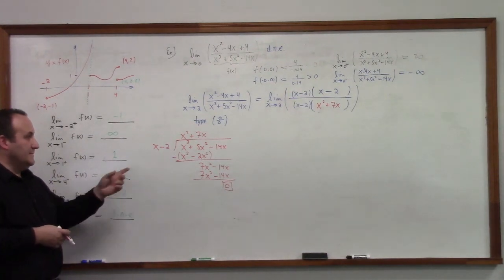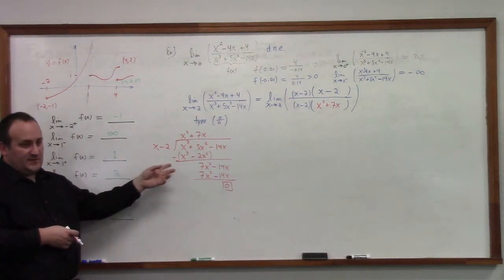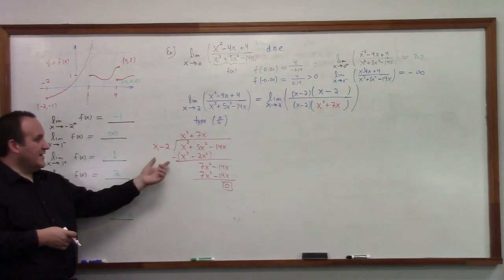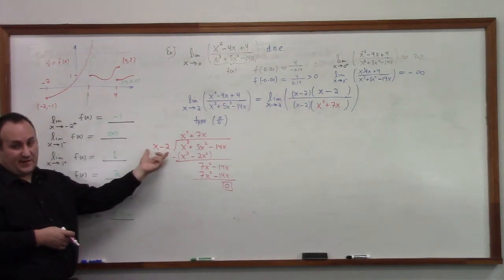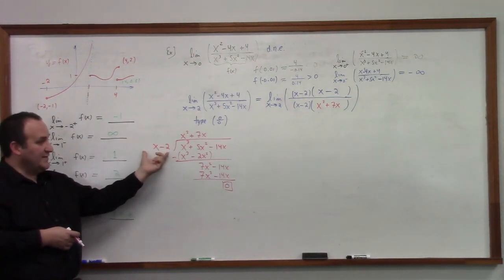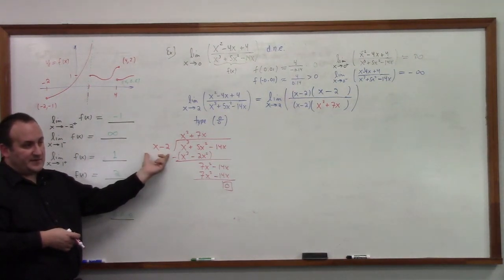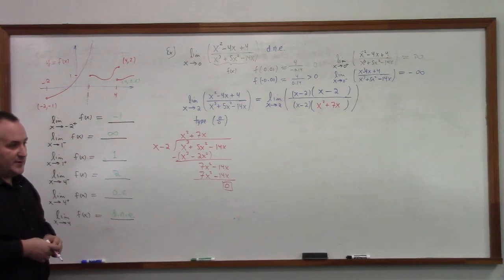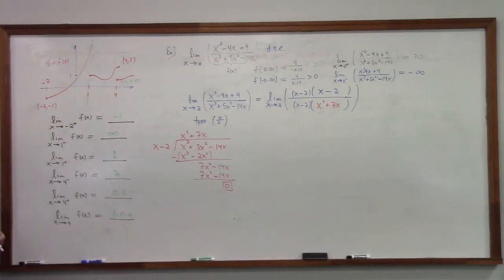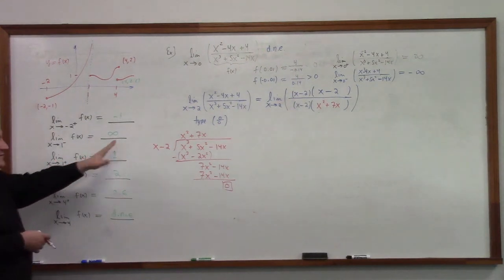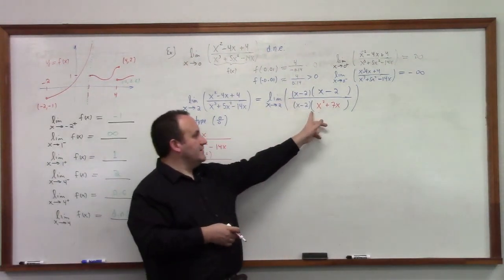So long division is more general because we can divide by a linear term, we can divide by a quadratic term, we can divide by a cubic term, you can divide by whatever you want. Synthetic division only works for linear factors. So I don't see the point. But anyway, now did you have to do this long division to see that factoring?